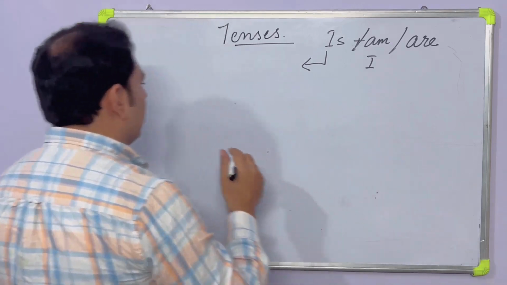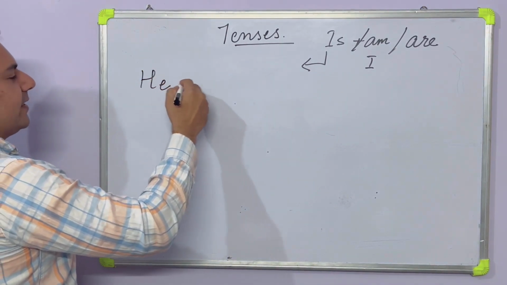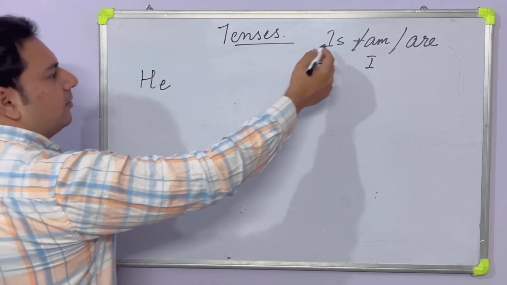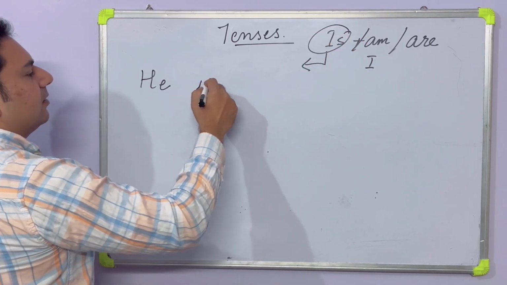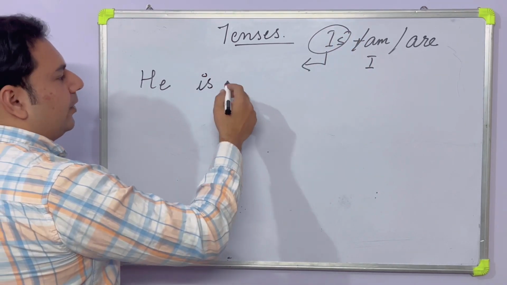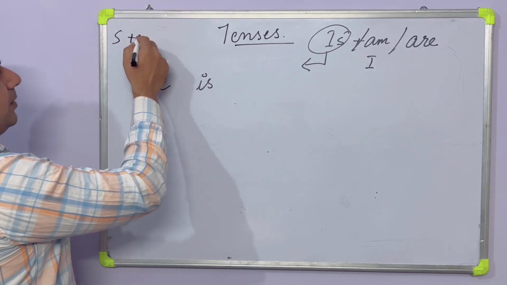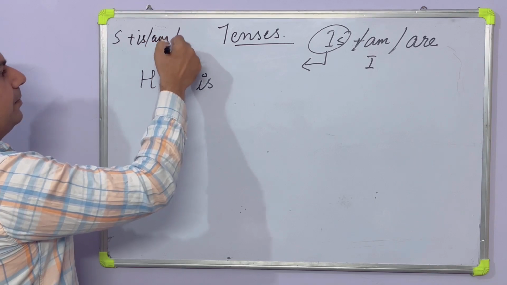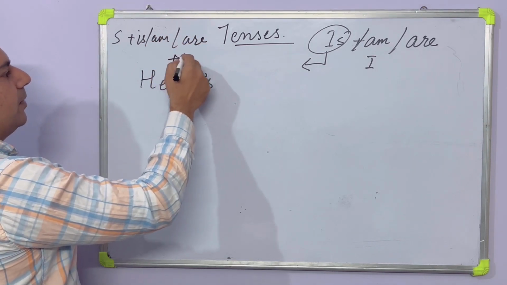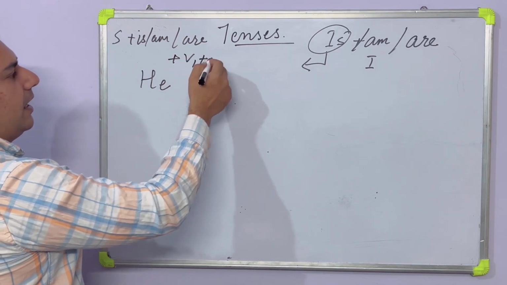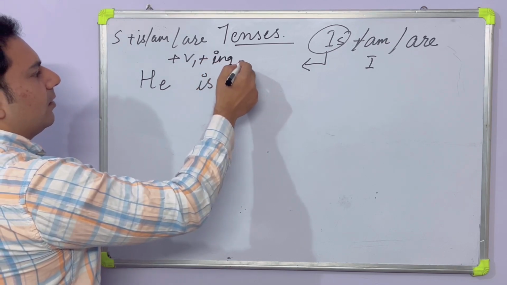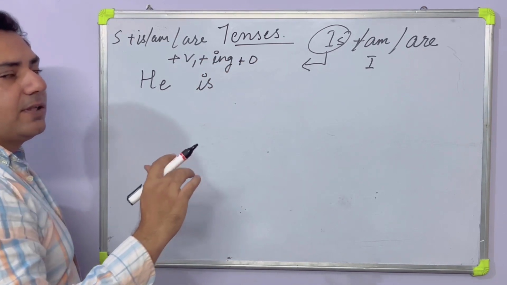It is very easy, it's not like rocket science. So with he, I'm going to use is. With is, the next thing is going to be the verb. So over here: subject plus is, am, are, plus verb's first form with ing, plus object. So this is going to be the simple structure.